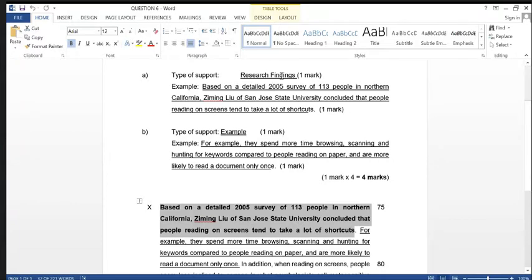Research finding, okay, dalam answer key pun ada research finding. Tapi example awak bagi, ayat yang duduk atas ni, definitely salah lah. So it has to match. Okay, so that's how you answer question number 6.